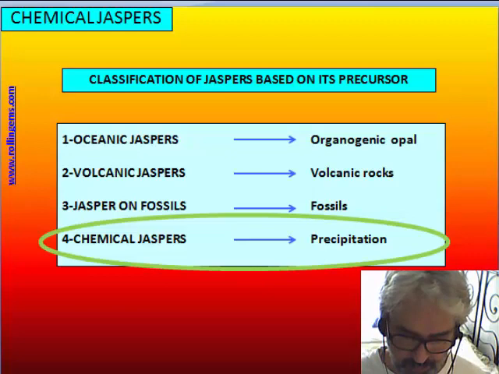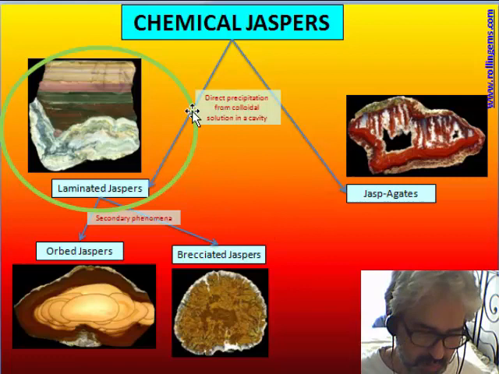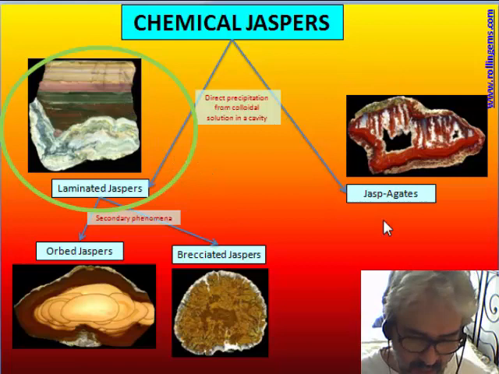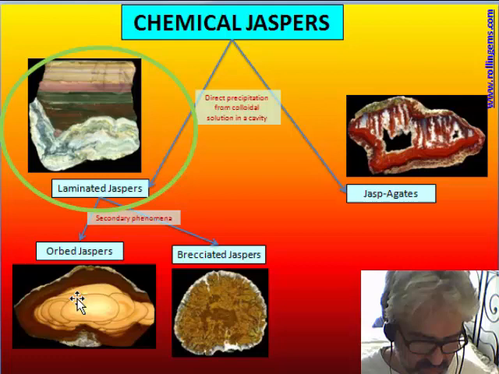Here we try to distinguish different groups of chemical jasper, and in the first video we will talk about the more general group, that is laminated jasper. Lamination is the most common feature of chemical jasper, and this is a kind of deposition inside a void in the rock, a cavity. Another group is the jaspergate, a kind of transition between jasper and agate. And the more popular orbed jasper and brecciated jasper are two secondary phenomena that appear on laminated jasper.